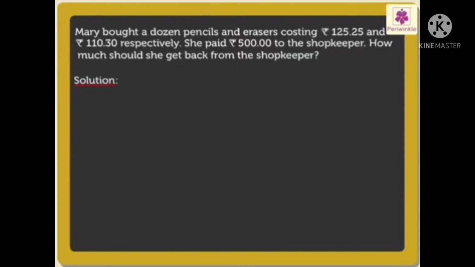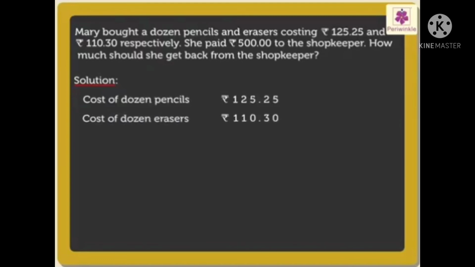Let's write the statements first. Cost of dozen pencils is 125 rupees 25 paise. Cost of dozen erasers is 110 rupees 30 paise. So, by adding, we get the sum as 235 rupees 55 paise. Thus, Mary bought a dozen pencils and erasers for 235 rupees 55 paise.